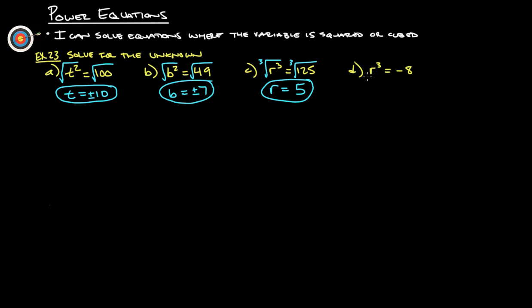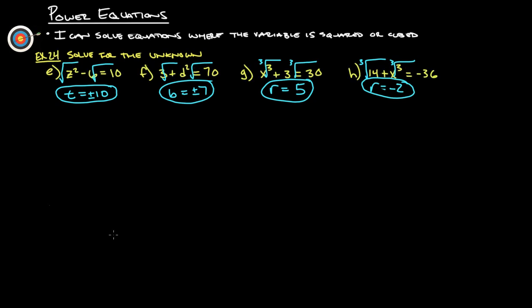Okay, so this one here, to get rid of that cubed power, we take the cube root of both sides. So that's just going to leave us with r. And then now we say what times what times what is going to give us negative 8. So 2 times 2 times 2 gives us positive 8, so it's going to have to be negative 2. So negative 2 times negative 2 is 4. Times another negative 2 is negative 8. And so we get r equals negative 2 for our answer there. All right, let's look at a few more examples here.